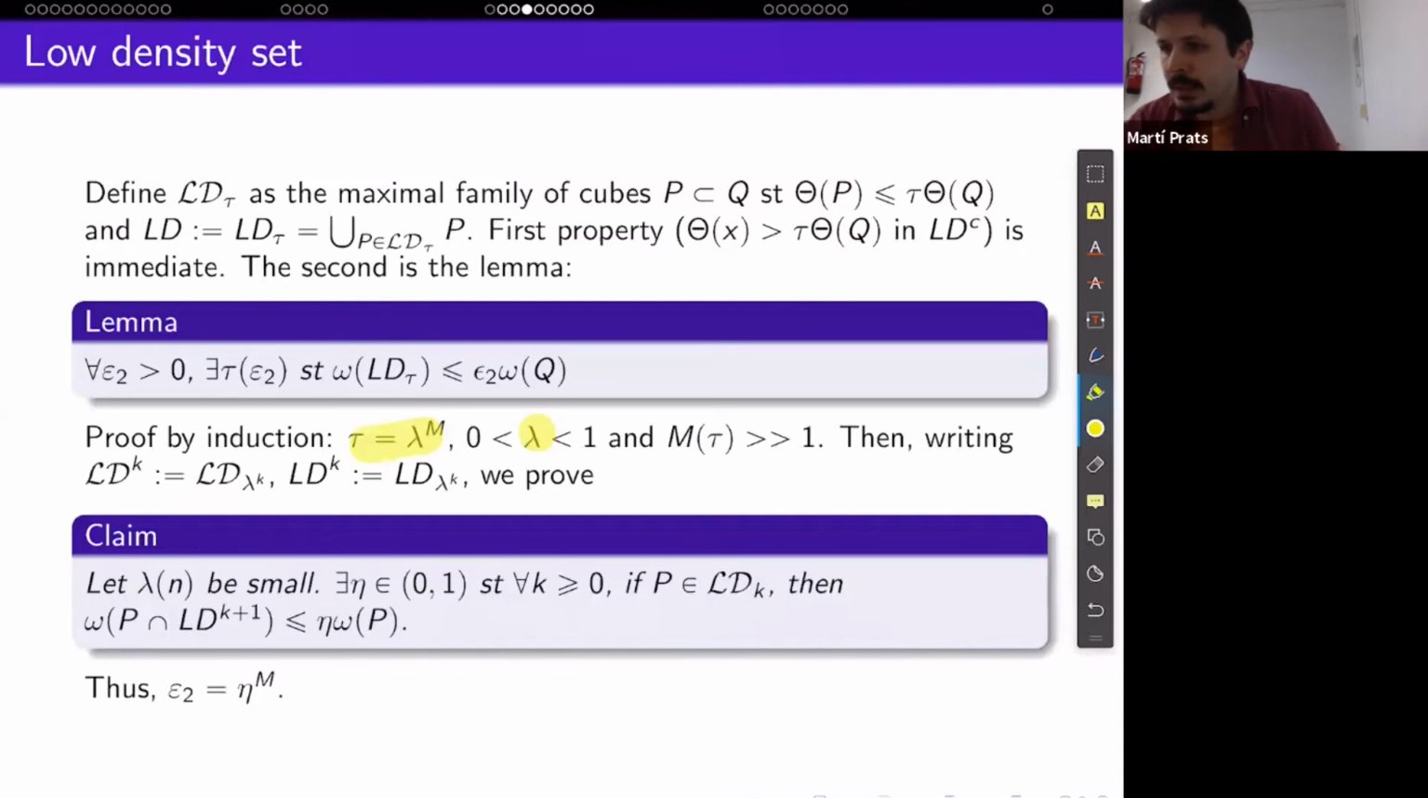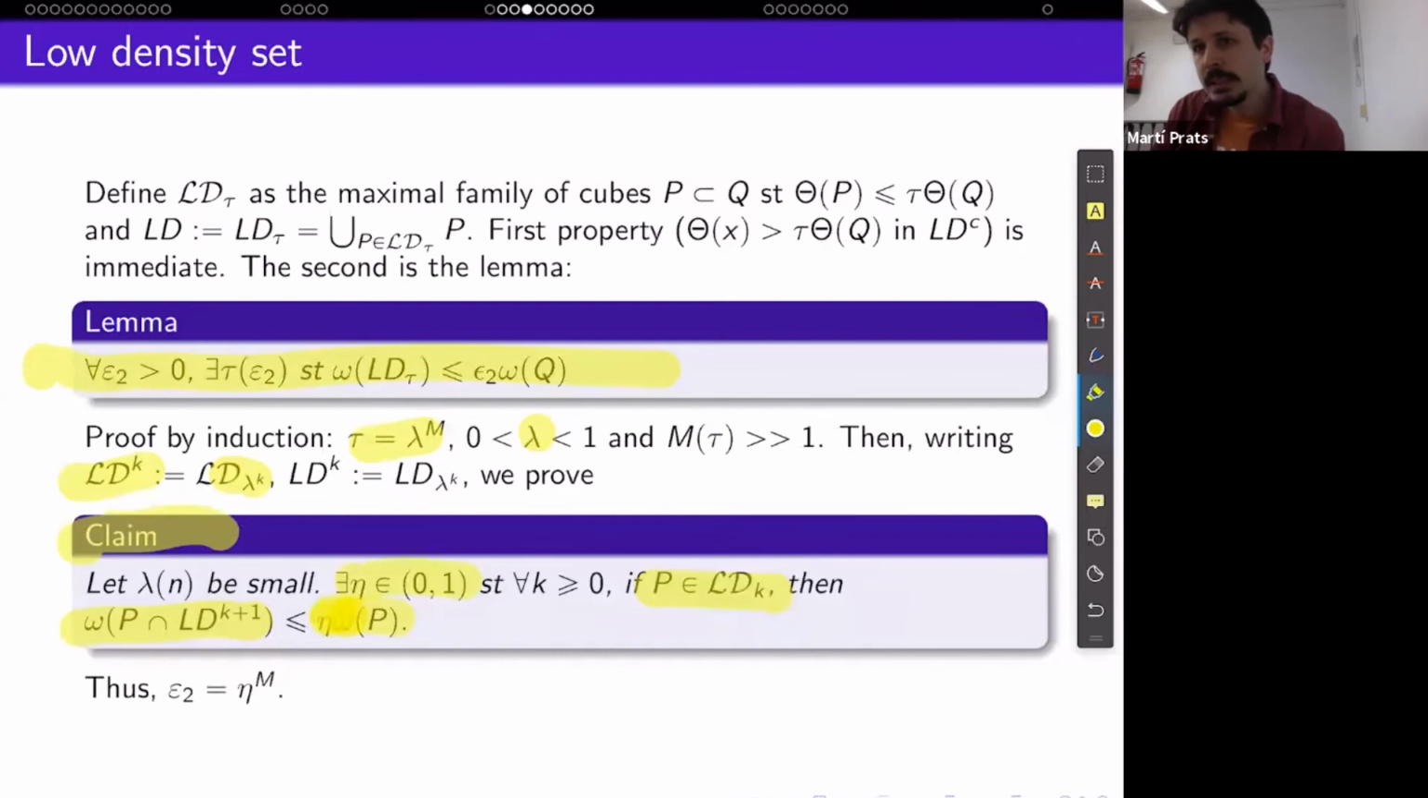Then, writing the low density of tau to the power k as the low density of lambda to the power k, we are performing an exponential division with exponential steps. So at each step we multiply by lambda, and we prove the following: that from one scale to the following scale, we lose some part of the measure. This eta is between 0 and 1. It can be very close to 1, it probably will be, but it's strictly smaller than 1. So at every scale, we lose something. So now by induction, this is proven automatically. So this is what we need to show.